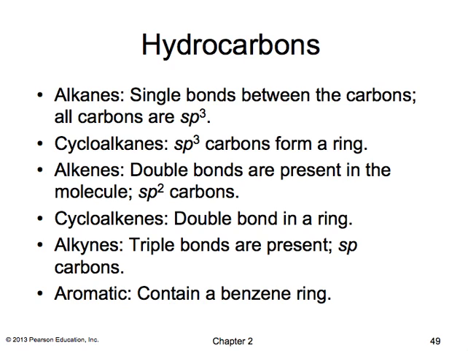All carbons in alkanes are sp3. Cycloalkanes also have sp3 carbons, but are formed in a ring structure. Alkenes are double bonded structures, present in molecules with sp2 carbons. Cycloalkenes are rings with double bonds in them. Alkynes are triple bonds with sp carbons, and aromatics are essentially carbon-containing structures with a benzene ring, which has double bonds between every other bond.